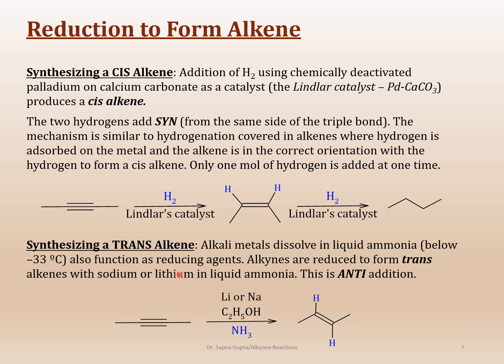What if you wanted to make a trans alkene? So to make a trans alkene, you need to add the hydrogens on the opposite sides, which means anti-addition. To do anti-addition, look at this. Your reagents are completely different. Okay, so you're using either lithium or sodium. You're using an alcohol, which here in this case is C2H5OH, which is ethanol. So you're using ethanol. You could use methanol also if you want to.